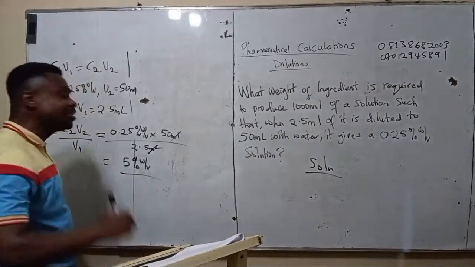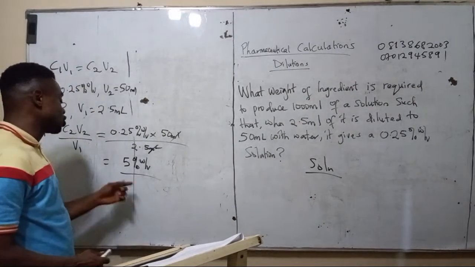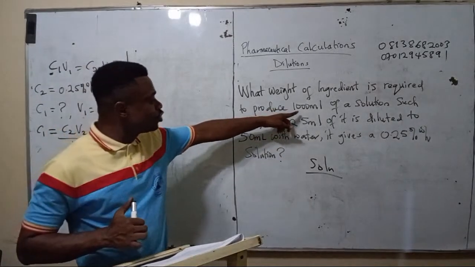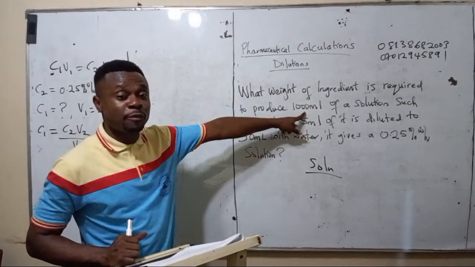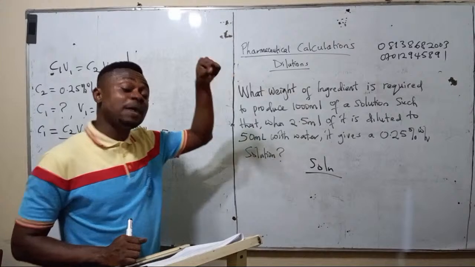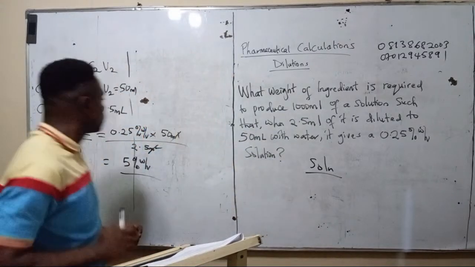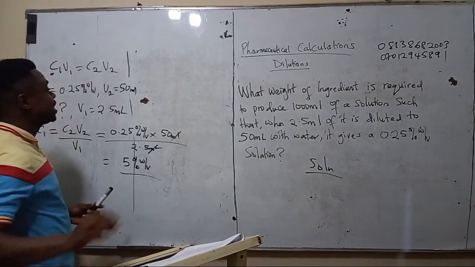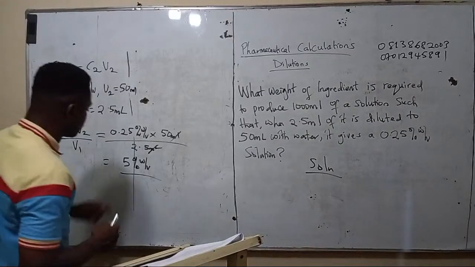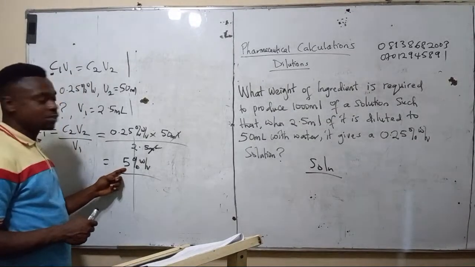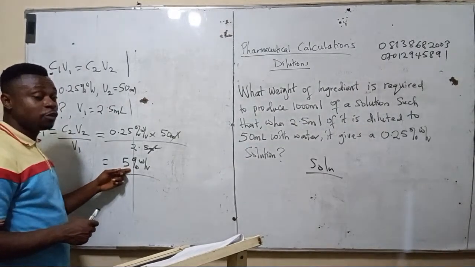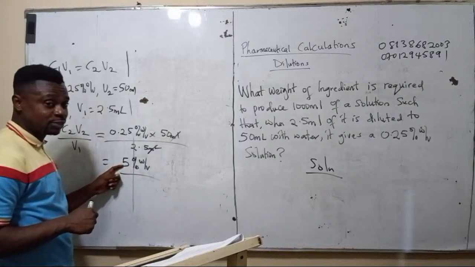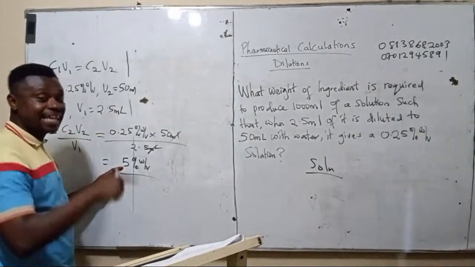Now, having agreed that the concentration of the stock solution is 5% weight in volume, let us now use it and set a proportion with this volume and find the amount of ingredient that was dissolved. So the next step is to find the amount of ingredient that was dissolved. Let's open up this 5% weight in volume. This 5% weight in volume means 5 grams of this ingredient in 100 ml.